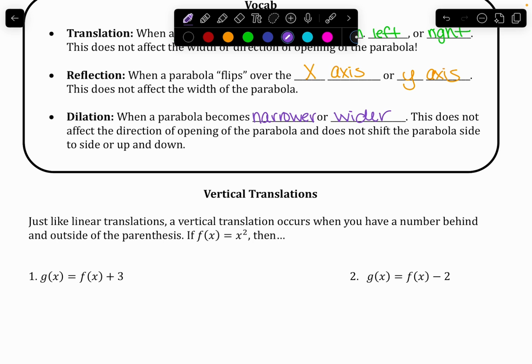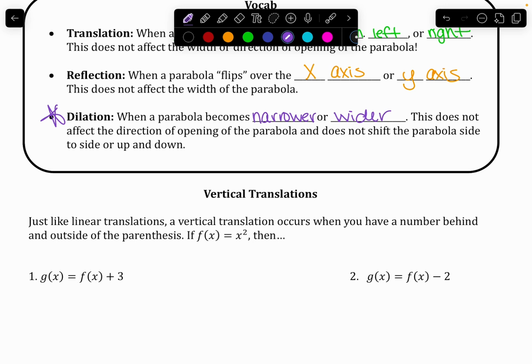The STAR test has done this two different ways. Sometimes they will say narrower or wider. Sometimes they will say it is a compression or a stretch. This right here is the only thing that's different between a linear transformation and a quadratic transformation.